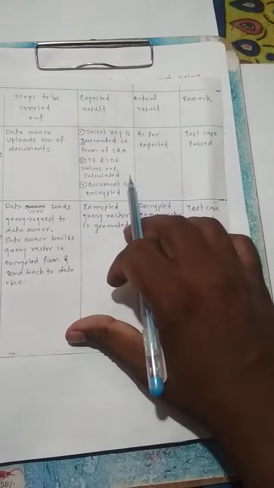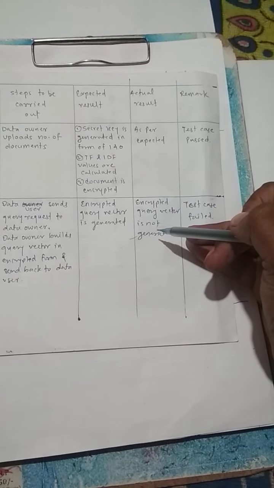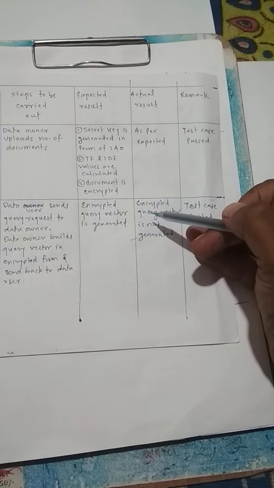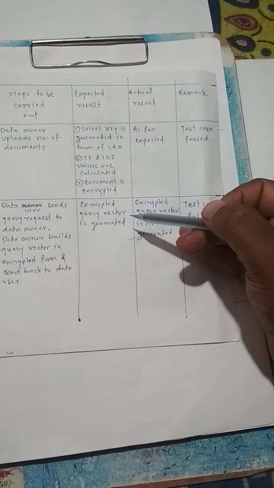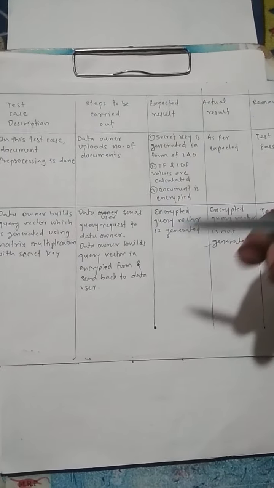Then the actual result after executing this test case: the encrypted query vector is not generated. So that means the actual result is not as per the expected result. That's why the test case is failed. In this way we have to write different test cases for our project.